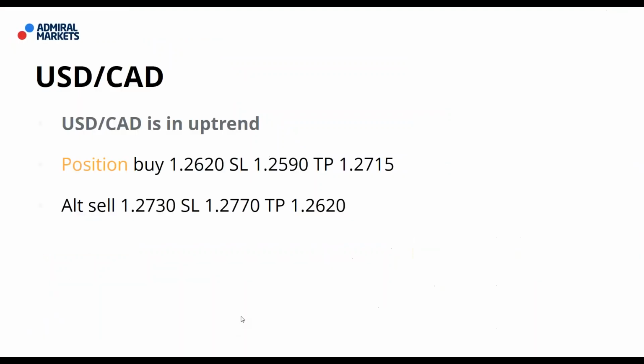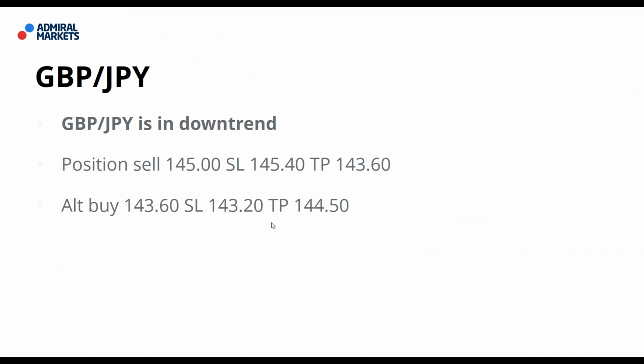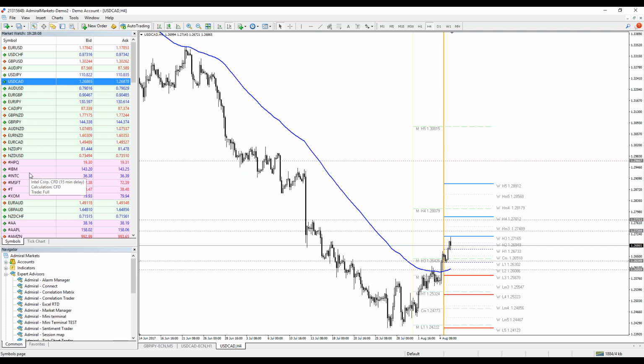And finally, pound yen is in downtrend. This is the sell position, this is the buy position here. Sell position is 145.00, stop loss 145.40, TP 143.60. 143.60 is buy, 143.20 is stop, TP 144.50. And this is it, pound yen.